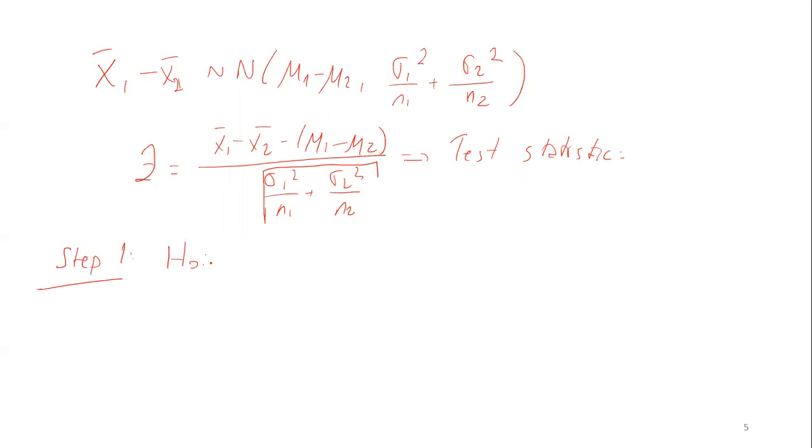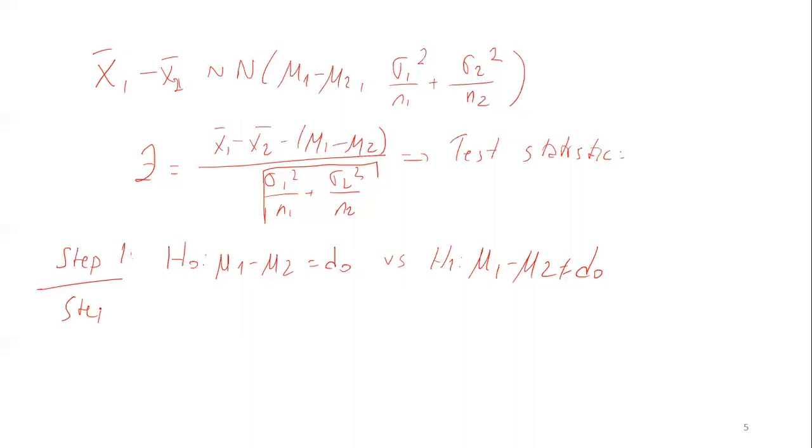In this case, when comparing two means, our hypothesis is of the form mu1 minus mu2 is equal to some number d0. It can be 1, minus 3, 10. In most cases, we just deal with whether two means are equal to each other or not, so most of the time we take d0 as 0, but it can be any number. Versus H1, mu1 minus mu2 is not equal to d0.